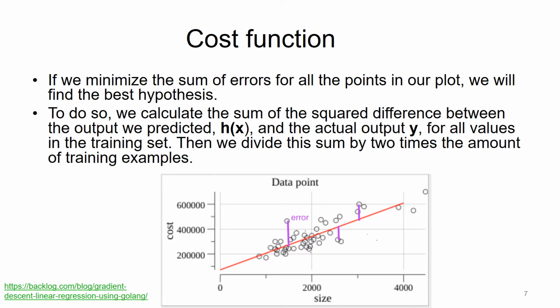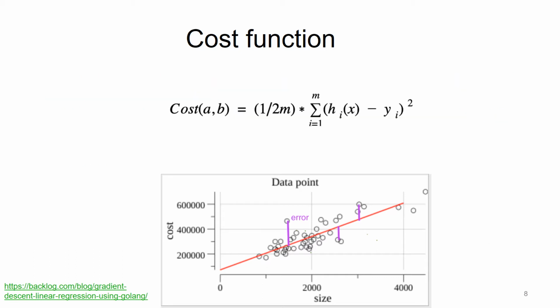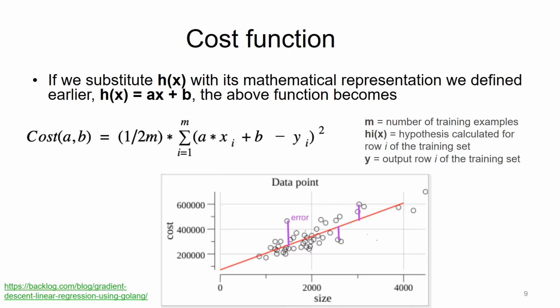So if we minimize the sum of errors for all points, we will find the best hypothesis. To do so, we calculate the sum of square difference between the output we predicted and the actual output y for all values. Then we divide this sum by 2 times the number of training examples. So it will look like this: sigma (h minus y) the whole square over 2m. If we substitute h with the mathematical expression we defined earlier, which is ax plus b, it will become sigma (ax plus b minus y) the whole square divided by 2m.